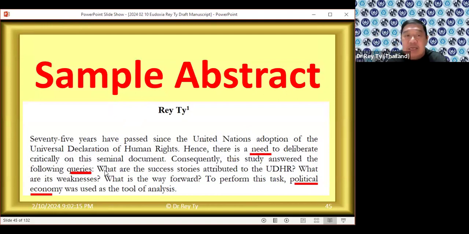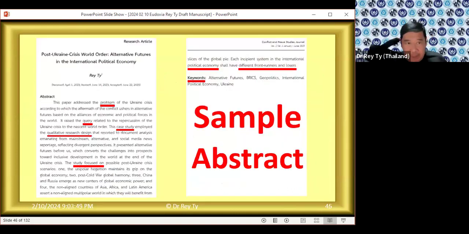Okay, queries. So I indicated the research questions. And then what is the way forward? And to perform this, political economy was used. So that is the theory which I use in writing the paper. They required a small one, so I cannot put everything in. So that was enough for them. But those are key elements of an abstract.